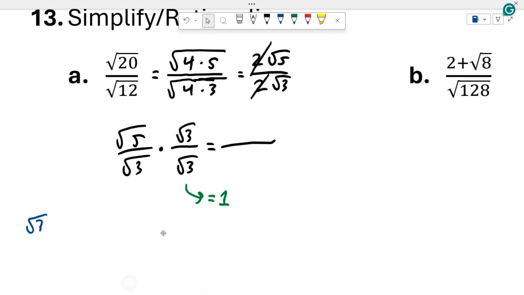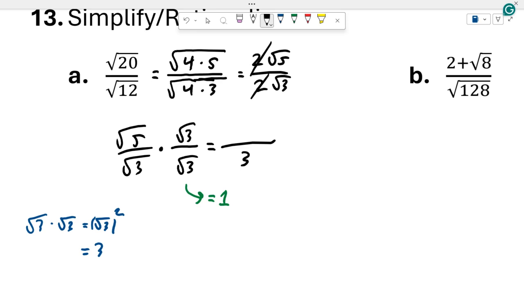So root 3, we saw this way back in question 1. Root 3 times root 3 is root 3 squared. Well, squared and square roots undo each other, which means I'm going to be left with just 3. So root 3 times root 3 is 3. And oh, look at that. I no longer have a root in my denominator, which is what I want. I want to rationalize my expression, all right?